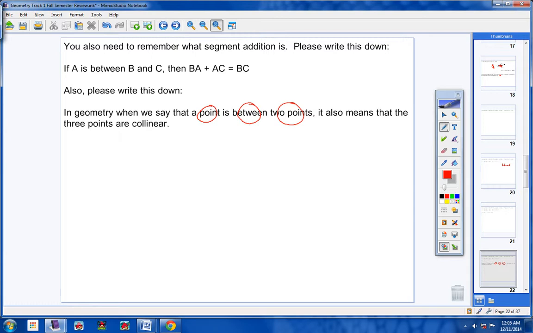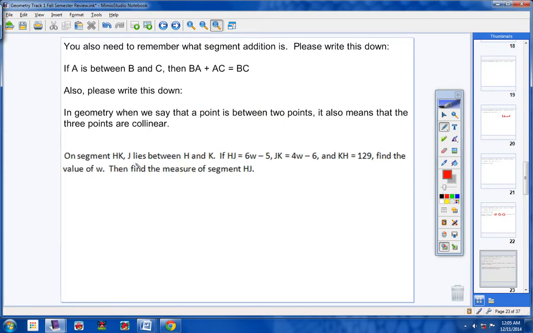Okay, let's continue on. Now, on segment HK, J lies between H and K. So let's stop right there. Let's get a picture of this. I'm going to draw it really big so we have plenty of room. We'll put H here, K over here, and we'll put J about right here. J lies between H and K.